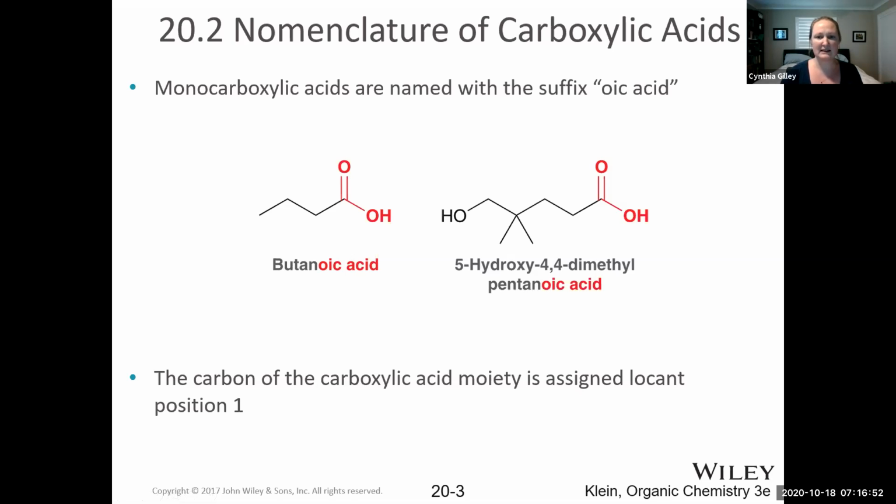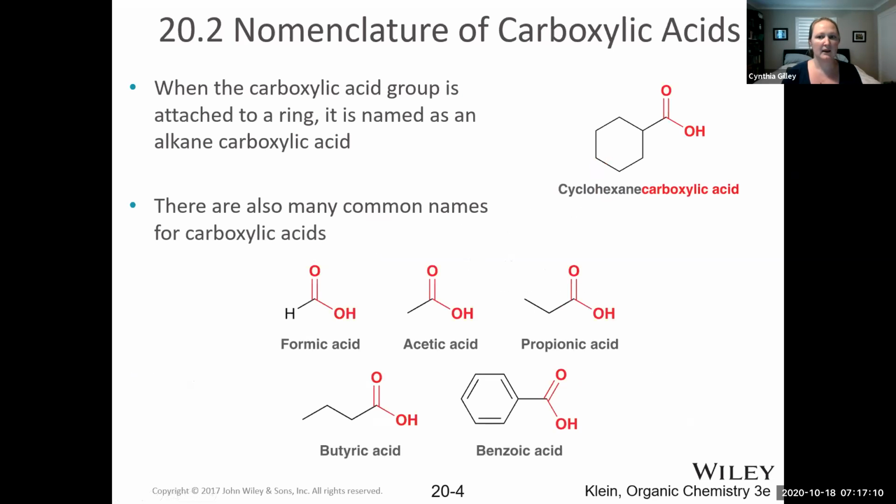So because a carboxylic acid is always a terminal functional group, it's always going to be assigned the locant position number 1. So we don't need to include a 1 locant when we're naming something as a carboxylic acid, because it's assumed that it would be there. When you are naming a carboxylic acid that is attached to a ring, you name the ring as an alkane and then add the term carboxylic acid. So this becomes cyclohexane carboxylic acid.